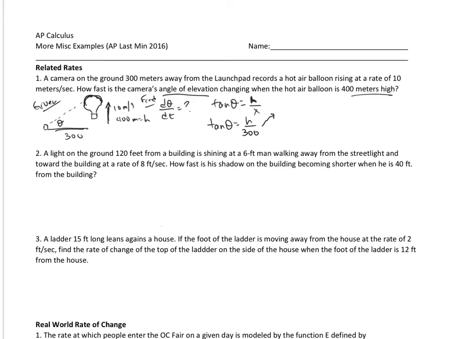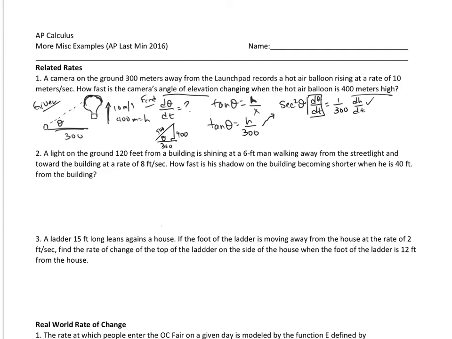All right, so we're going to differentiate each side. On the left side, I'll end up with secant squared theta times d theta dt when I take the derivative of tangent. On the right side, we'll have 1 over 300 dh dt. Now let's substitute the values we have. Do we know d theta dt? No, this is what we're solving for. Do we know dh dt? Yes, that's 10. Do we know what theta is? Well, we can find theta because I have the instant when this is 300 and the height is 400. I can solve for this hypotenuse, which is 500, and there's your theta.